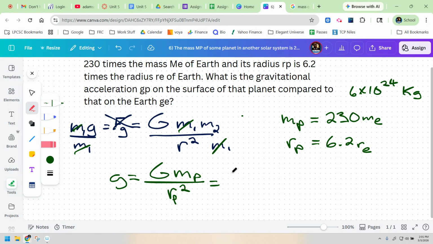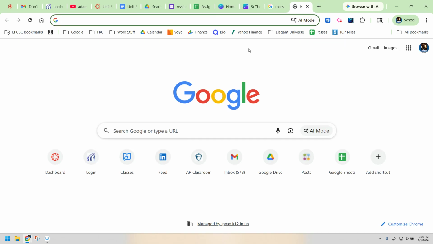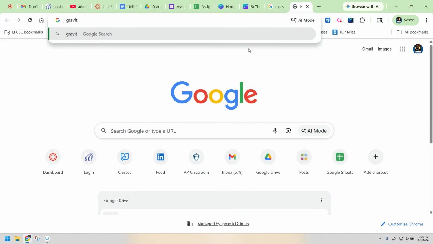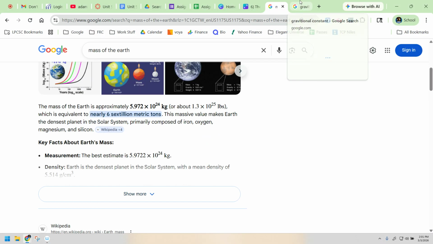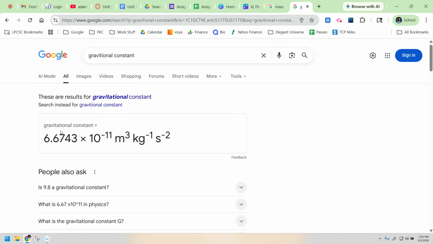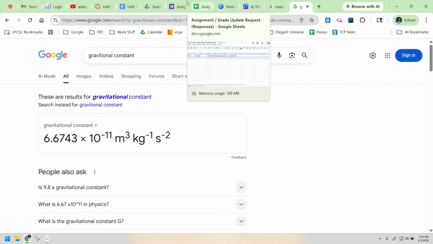So then what I would do is I have my gravitational constant, right? You guys know that off the top of your head? If you don't, you look it up. Gravitational... Oh. All right, well, I'm going to look this up for the students that don't have it memorized. You guys can debate that later. So it's 6.67 times 10 to the negative 11, right?